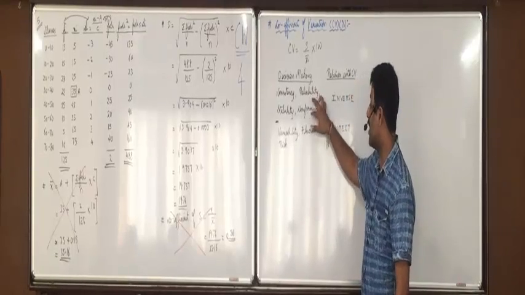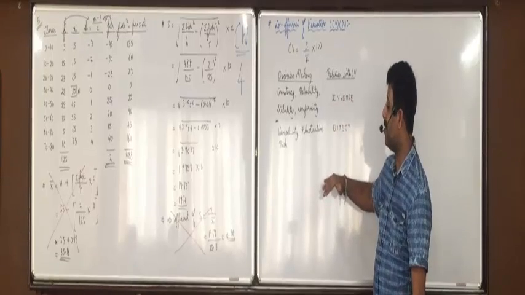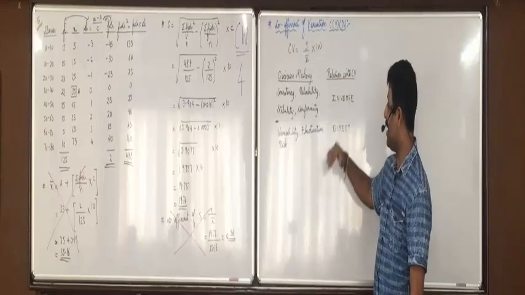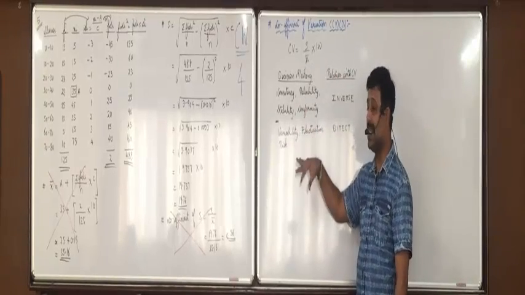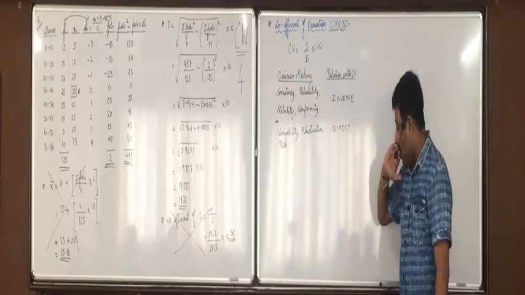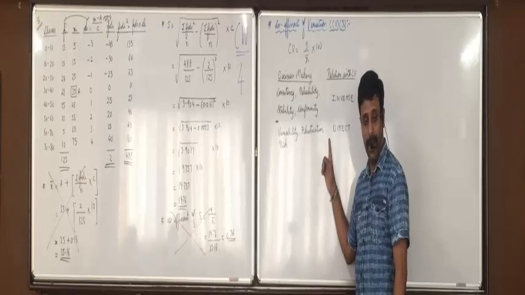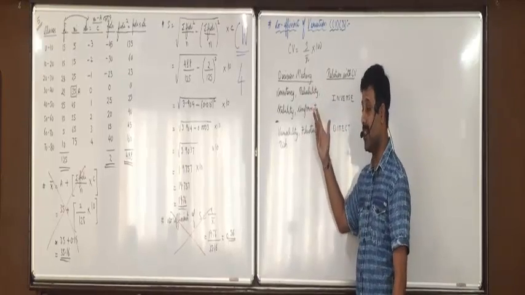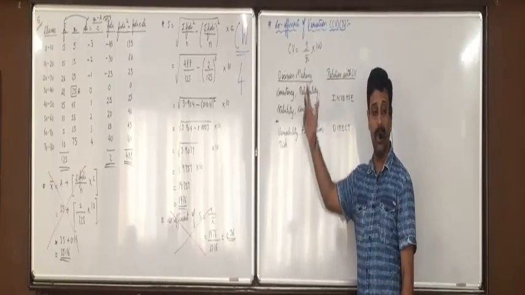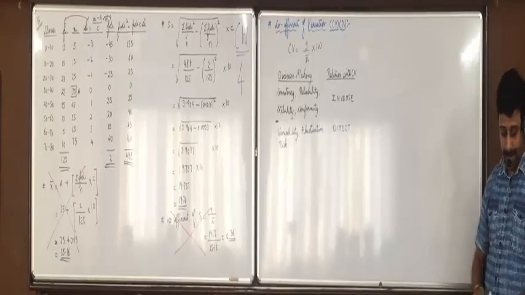So these four things are inverse relation. Less CV, more consistent. Less CV, more reliable. Less CV, more stable. Less CV, more uniform. And these three things are direct. More CV, more variable. More CV, more fluctuating. More CV, more risky. Understood this portion, everyone? So, write it down.